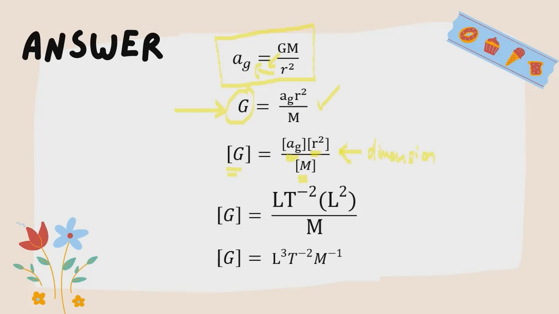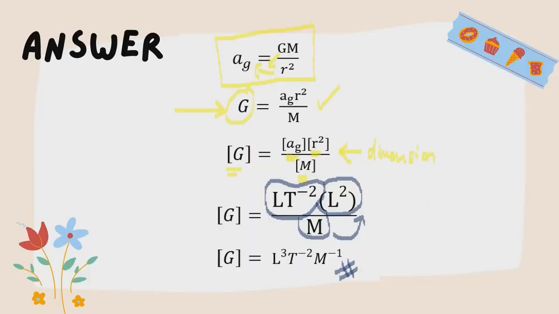So a_g here is LT squared, LT negative 2, sorry. And then R here is radius, which is length, L squared. And then M is mass. So you substitute all the dimension symbols. And then the last step is to simplify. So this L and this L, you multiply them together, you get L cubed. And then T negative 2. And then M here, you bring it up, so you get M negative 1. So you have the dimension for G here.